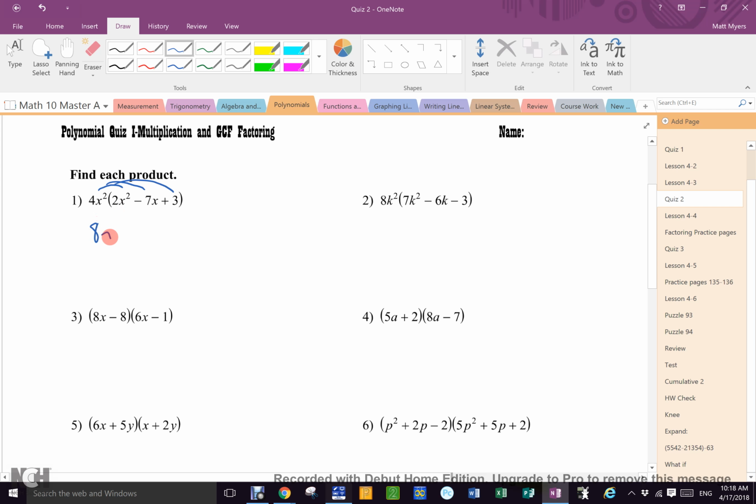So this first one, I've got to distribute that 4x all the way through. So it's going to be 8x to the 4th minus 28x cubed plus 12x squared. Everybody happy? Great. Give yourself 1 mark. Number 2 is the exact same question with different numbers, so nothing changes. 56k to the 4th minus 48k to the 3rd minus 24k squared. Everyone should still be okay.